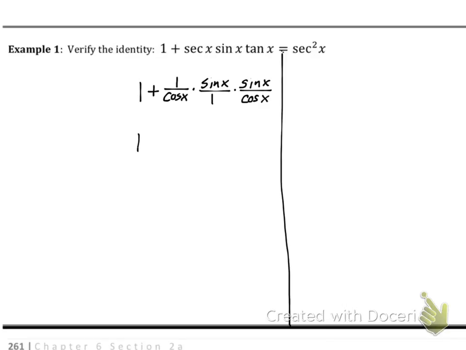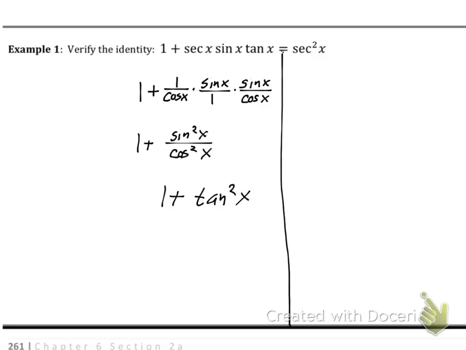So we're going to have 1 plus 1 times sine is sine squared x on top. Cosine x times 1 times cosine x is cosine squared x. Still haven't done anything to the other side. That's why I keep it separated. Can I rewrite sine squared over cosine squared as anything? Yeah, it'd be tan squared. So we have 1 plus tangent squared x. Still not worried about the other side because I haven't finished simplifying.